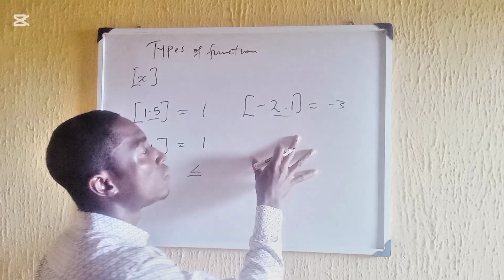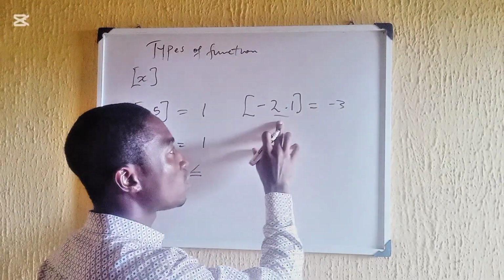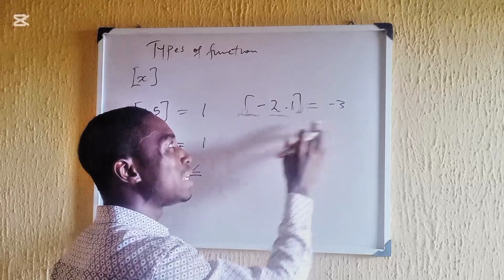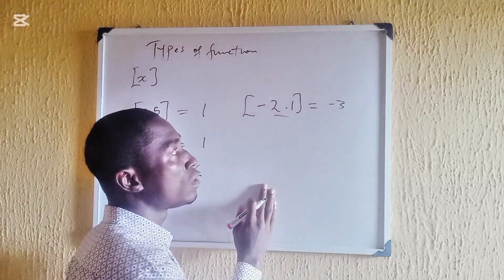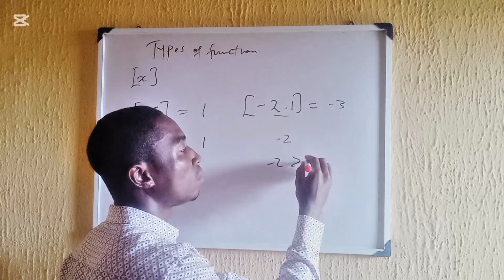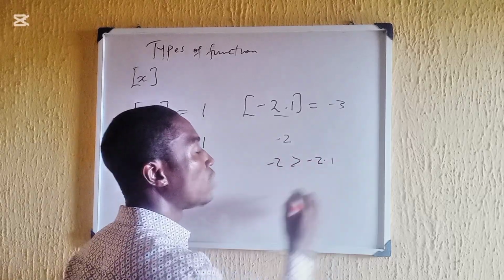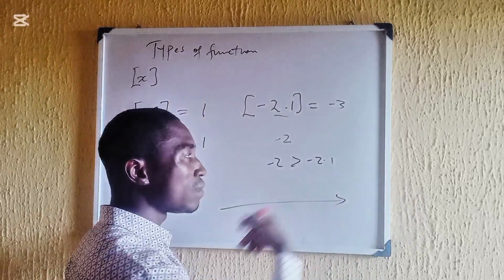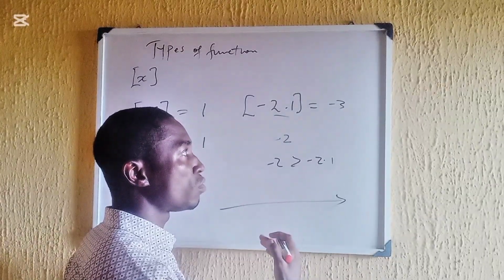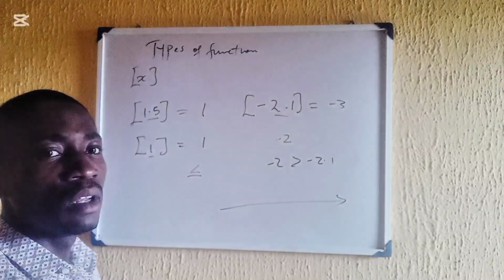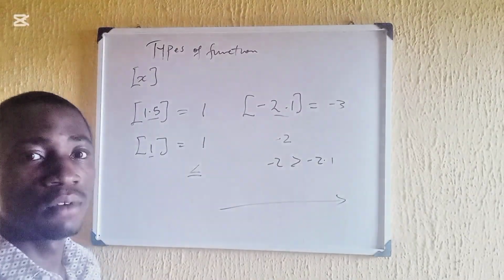Then in this case, the greatest integer function of minus 2.1 is minus 3. Remember that minus 3 is less than minus 2.1. It is not minus 2 because minus 2 is greater than minus 2.1 when you begin to move across the number line. So it is minus 3. You will count minus 3 before counting minus 2.1. Let's plot the graph and see what the graph looks like.